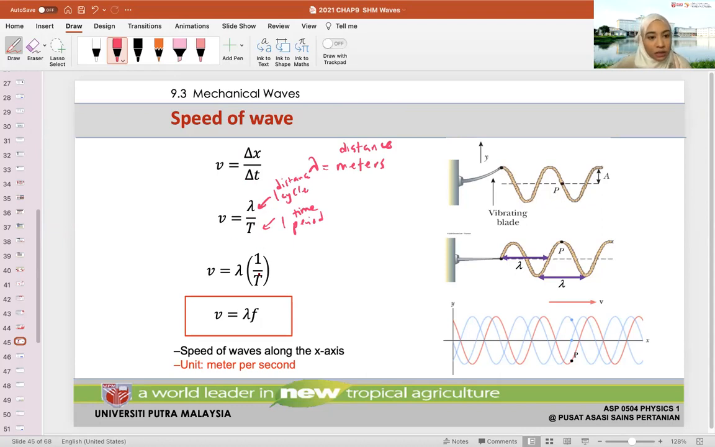You know that 1 over T is actually frequency. So you have this new equation, V is equal to lambda f. So velocity of a wave is related to your lambda and also your frequency. The unit is meter per second. Lambda is in meter, frequency is per second. So again, this is the same thing. Velocity of a wave is basically how fast the wave can travel. And we use this equation V equals lambda f to find out the speed.